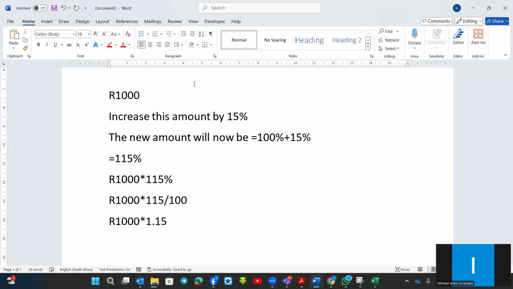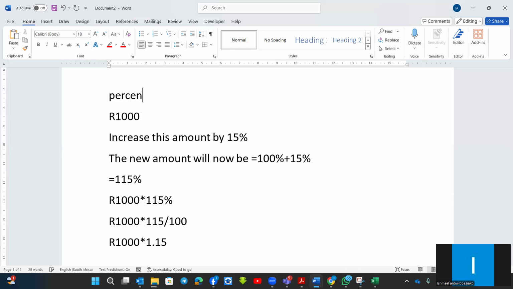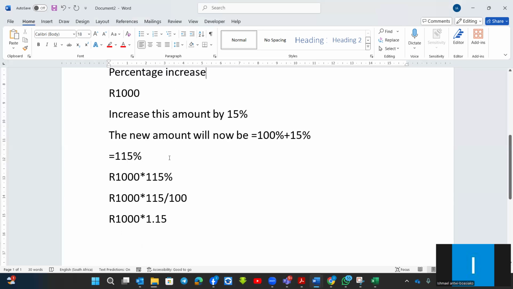Now, let's go to percentage decrease. First, percentage increase is similar to adding a VAT amount and then you have a new amount. So it will be the same thing. Just add the 15% to the original 100% that you multiply. That's for increasing. Now, percentage decrease.